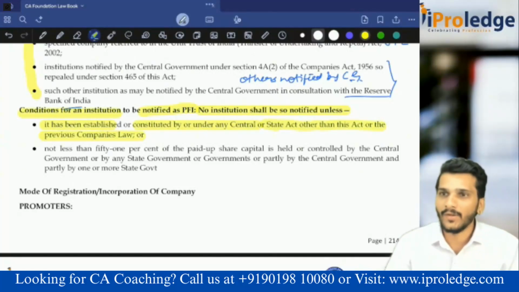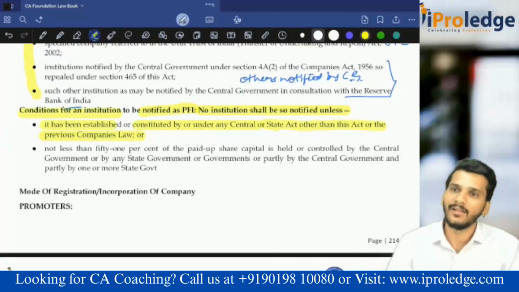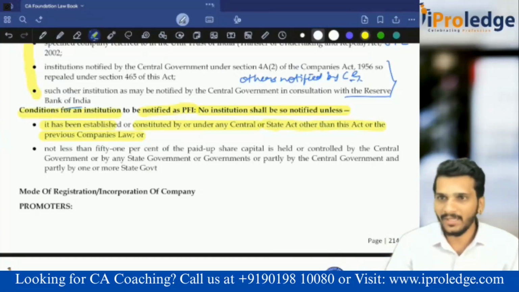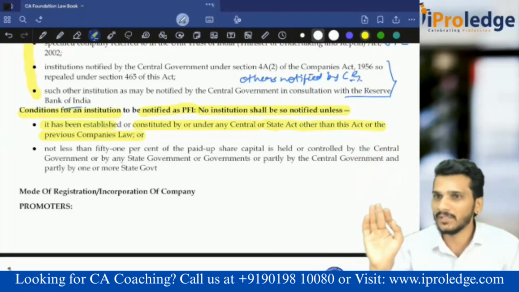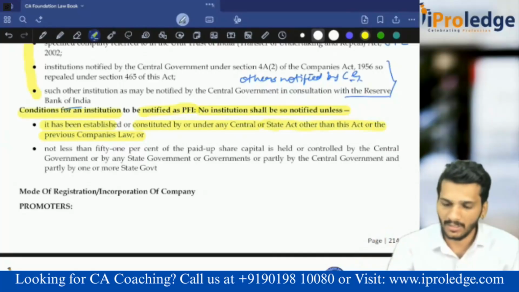That means when I say LIC, there is one LIC Act. So you are a company registered under the Companies Act, I agree. But other than this, you have to register under one or the other central or state act. You have to compulsorily register. Electricity company, banking company, all those things.